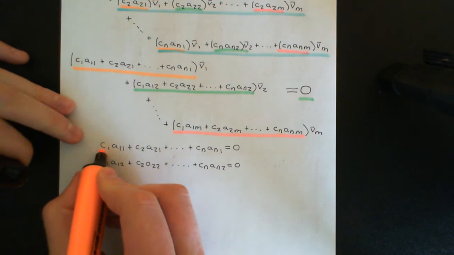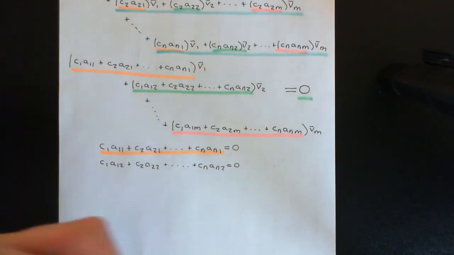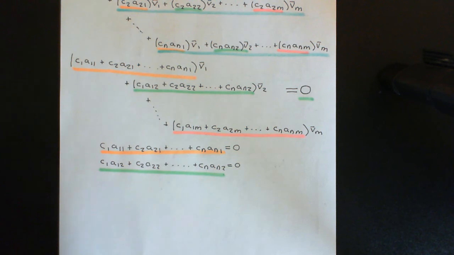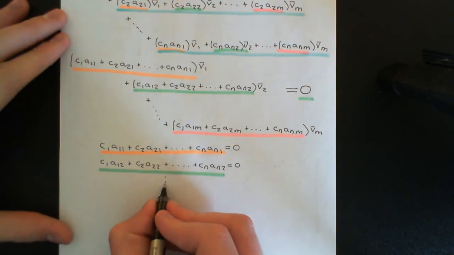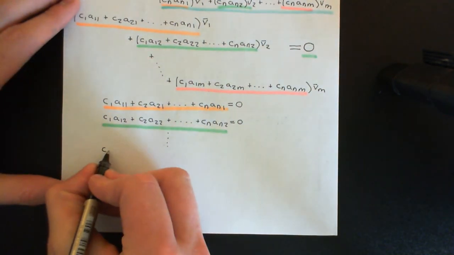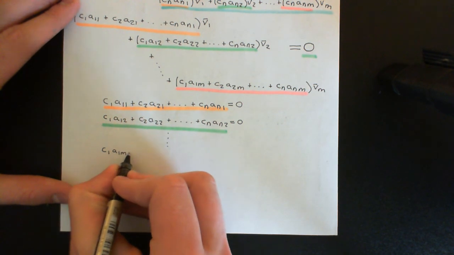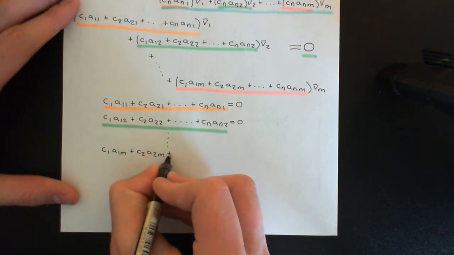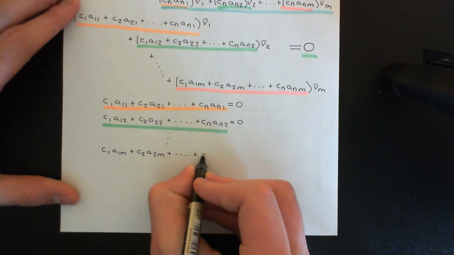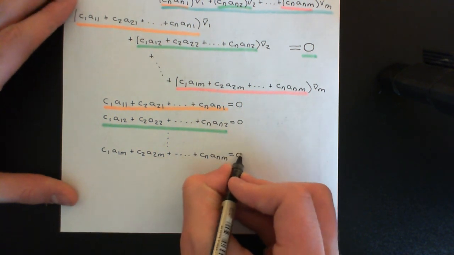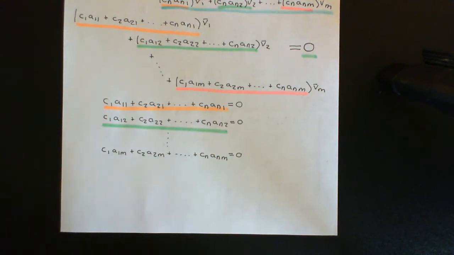So here is my first equation here. If that's equal to 0, and here's my second equation, I want that to be equal to 0, and then we'll go on, okay, down to the nth equation here. So we'll have c1 a1m plus c2 a2m plus all the way up until we have cn anm, and I want that to equal 0 as well. And I'll just repeat that argument.